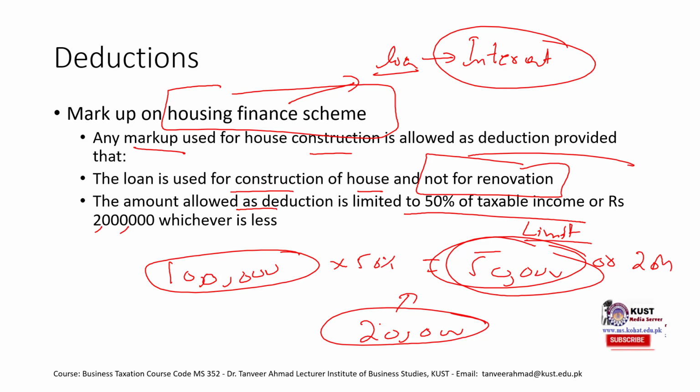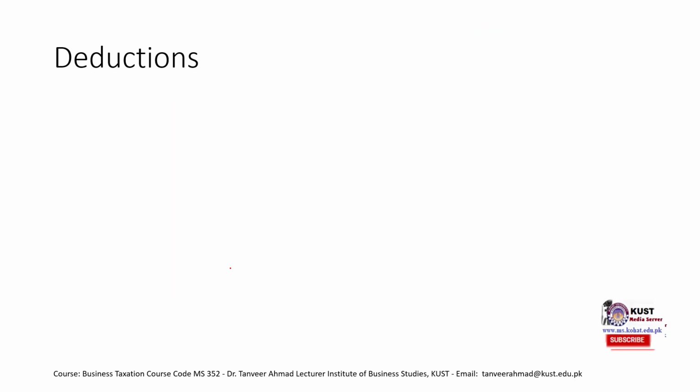So if, in our case, the yearly interest is 20,000 rupees, then it does not exceed that limit and it is allowed as a deduction. What if we are paying interest of 70,000 rupees? Then the maximum that we are allowed is 50,000, the 50% of taxable income, right? Okay, so let's move forward.